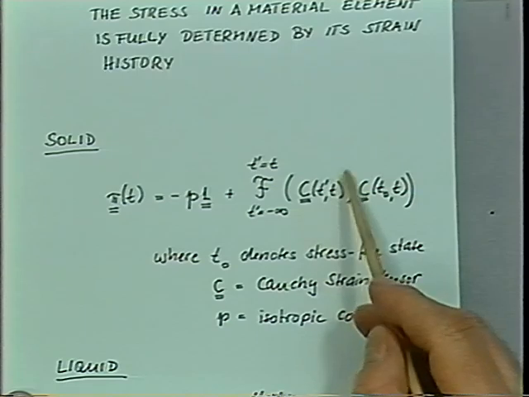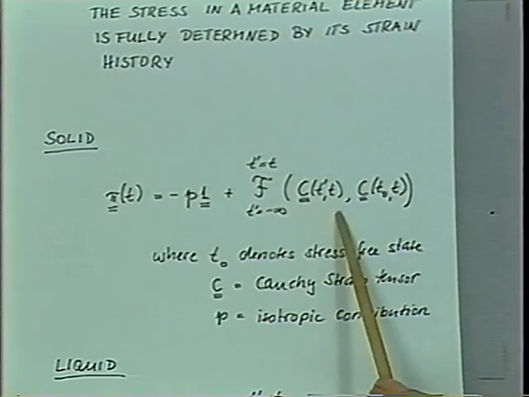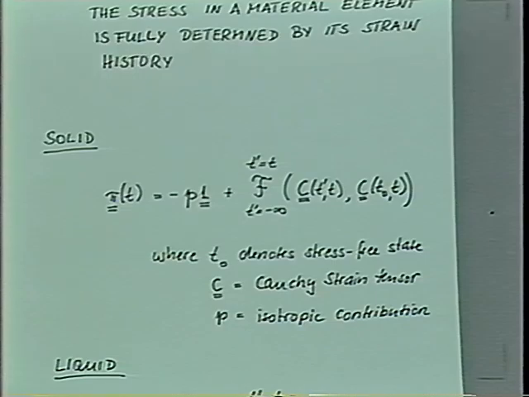Okay, so this vanishes for the ideal solid. The path to go from t prime to t will not have any influence on the state of the stress in the ideal case of a rubber, which doesn't have any losses associated with the deformation.